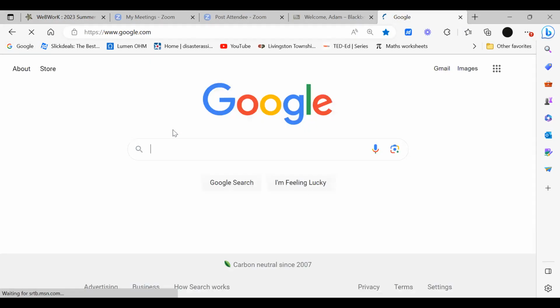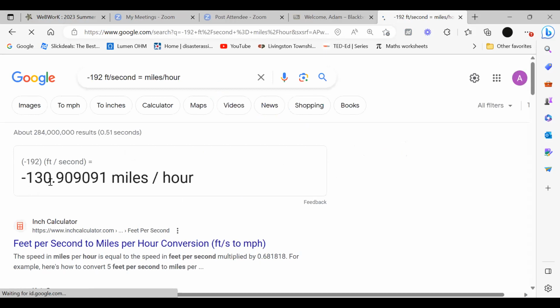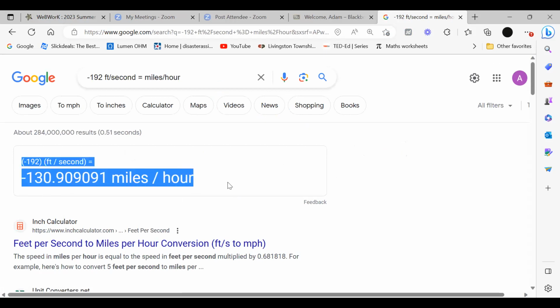Go to Google, maybe type in negative 193 feet per second. Convert to miles. You will see how fast that is, right? Usually we understand miles per hour better, right? This is like negative 130.9 miles per hour. So this is a very, very fast speed, right? That's why the impact is actually very, very strong when the ball hits the ground.